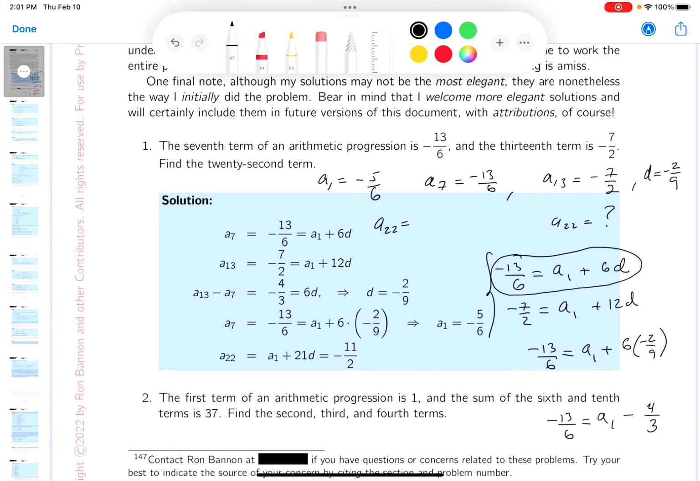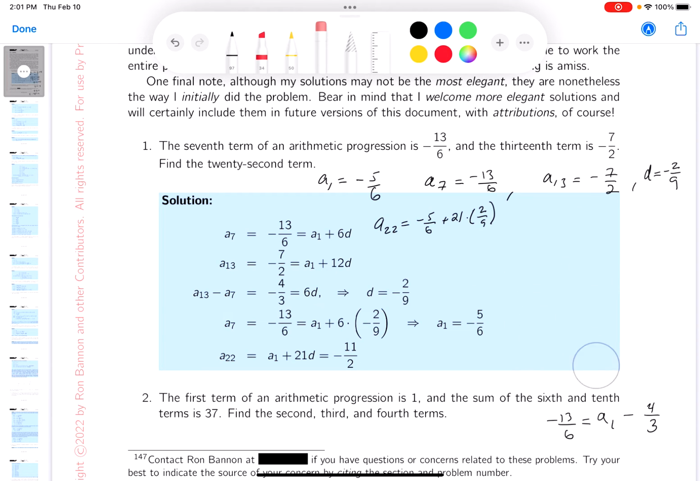A22 is A1, which is minus 5 sixths, plus 21 times the d. And what's d? Minus 2 ninths. Right, I've got to do the arithmetic. I'm going to start to erase things now that I don't need anymore. I know I erased it before I needed it, but I don't need it anymore. If I do, I'll just go backwards. And you can always go backwards in the tape anyway. So let's write this down, and we'll check the key, see how we're doing. And this is going to be minus 5/6. And then what are you going to get over there? Oh, I'm sorry, this is minus 2 ninths. I made a mistake over there.